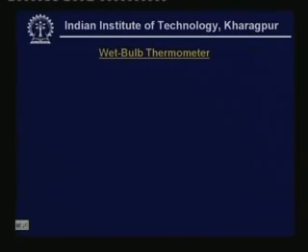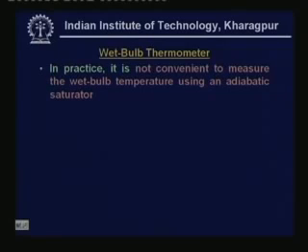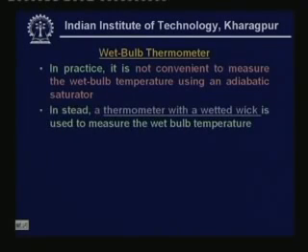Now, let us quickly look at what is known as the wet bulb thermometer. In practice, it is not convenient to measure the wet bulb temperature using an adiabatic saturator. Instead, a thermometer with a wetted wick is used to measure the wet bulb temperature. In practice you cannot have an infinitely long and perfectly insulated duct and wait for its steady state and measure its temperature. It is not practically feasible.